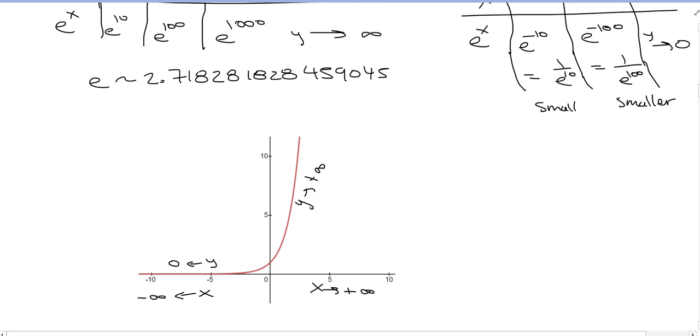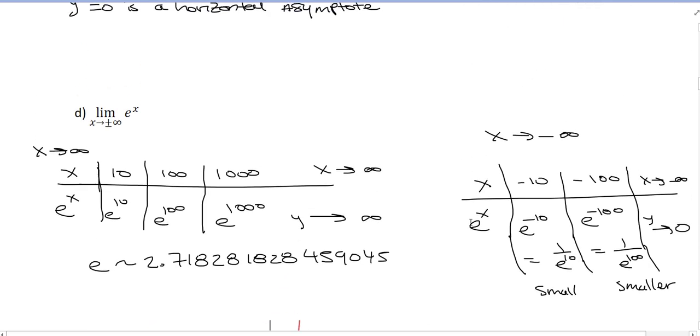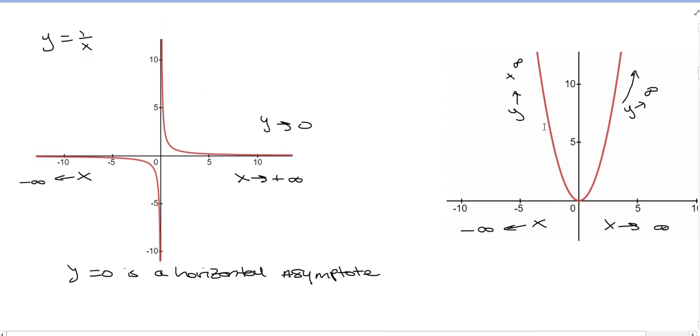So does e to the x have a horizontal asymptote? Yes, right? We have y equals 0 as a horizontal asymptote. Did y equals x squared have a horizontal asymptote? No, right? They go both sides. As x goes to infinity, y goes to infinity. As x goes towards negative infinity, y goes to positive infinity. So this does not have a horizontal asymptote.